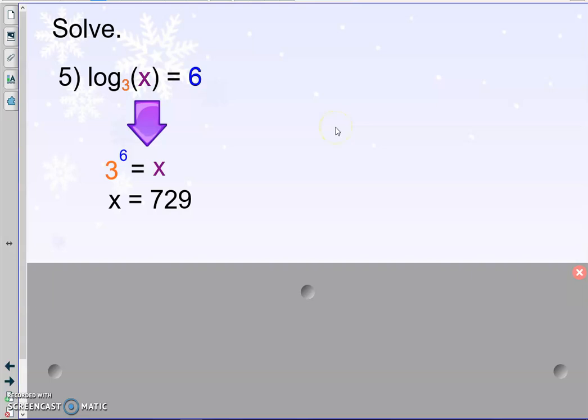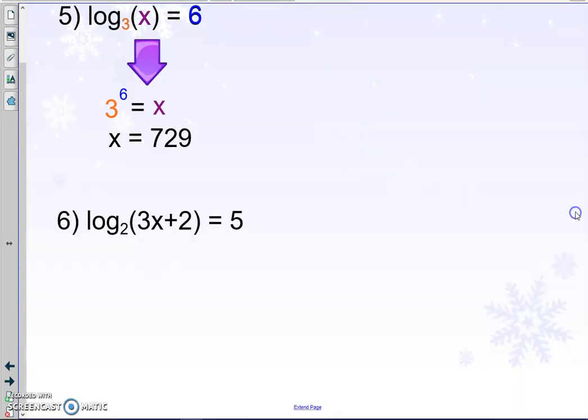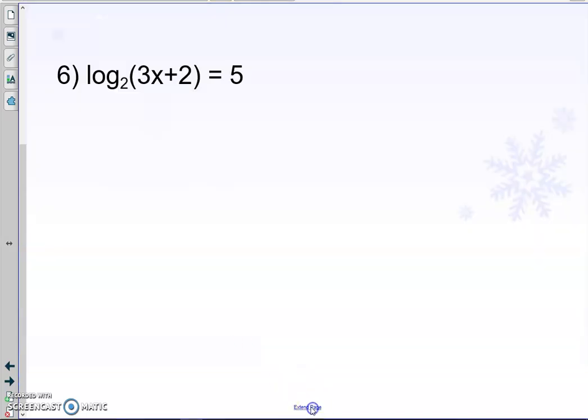And let's try another one. I happen to have another one right here. Again, you look at this problem and you think, well, log base 2 of this equals just 5. There's not another logarithm over here, so this is not a duh. We're going to have to use the definition of a logarithm. Again, base is 2, the number is 3x plus 2, and the exponent is 5.